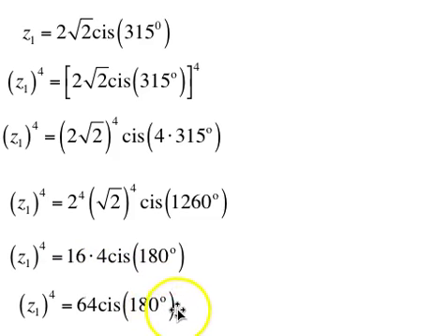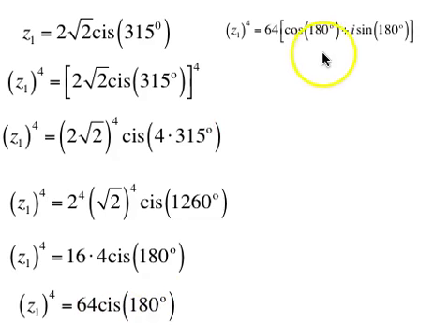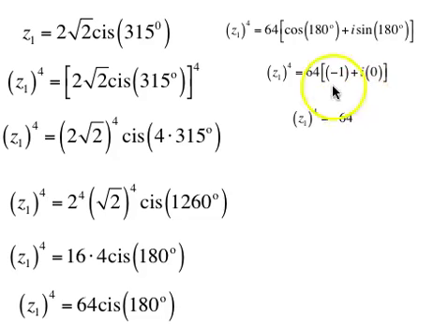But cis 180 is one we certainly can do. Cosine 180 plus i times the sine of 180. Cosine of 180 is -1. Sine of 180 is 0. So we have 64 times -1 plus i times 0, which is just going to give me -64, which is kind of interesting. This complex number to the 4th power just turns out to be -64. If we want to write it in a plus bi form, that's -64 plus 0i.